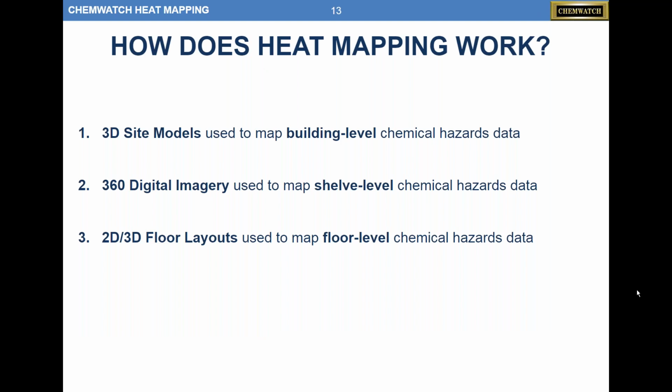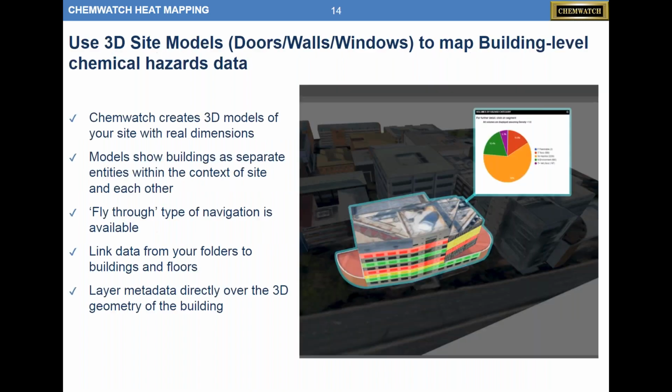So how does it work? It works really at 3 different levels, but the general concept is using metadata, XML, to map chemical hazard data into geometries. So the first is the 3D site models, or what's affectionately called in the Autodesk world, doors, walls, windows. We can use a 3D site model, solids, or just a rendering to map building level chemical hazards data. So we create the 3D model with real dimensions. We capture these through Google View and then ask our users to give us data in Z, or height.